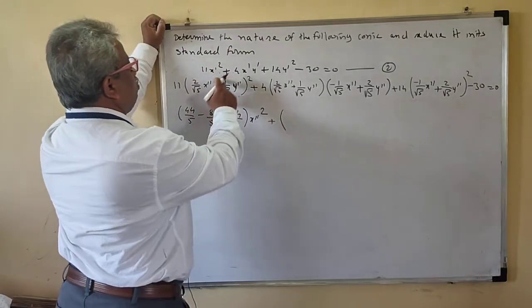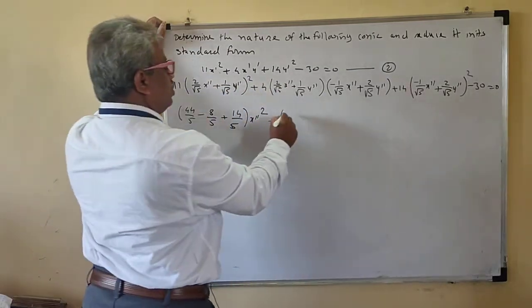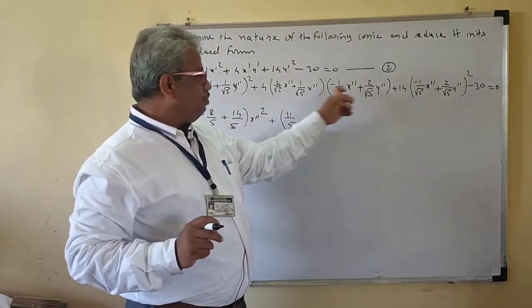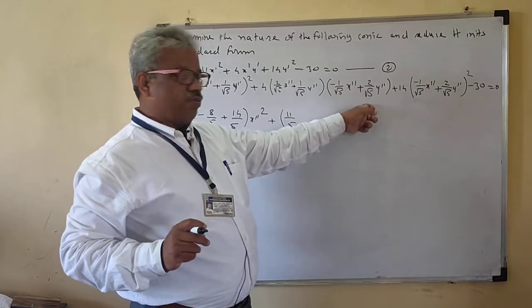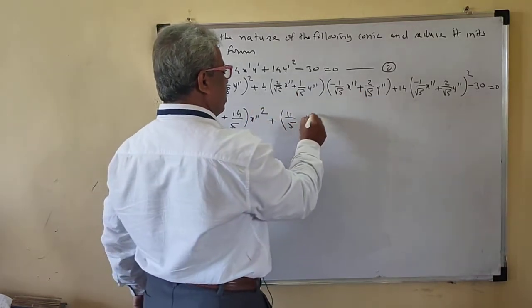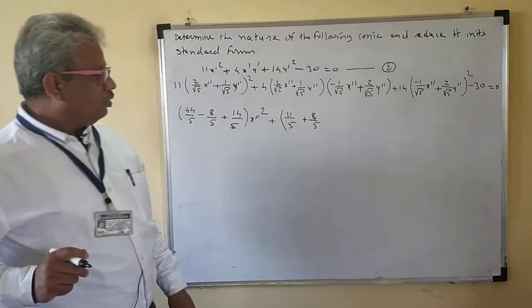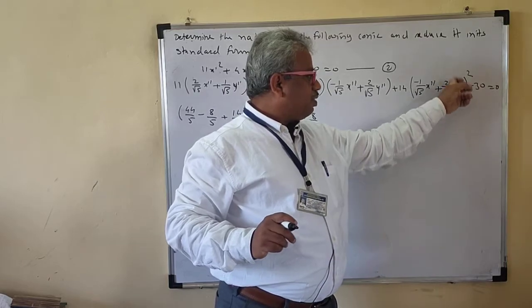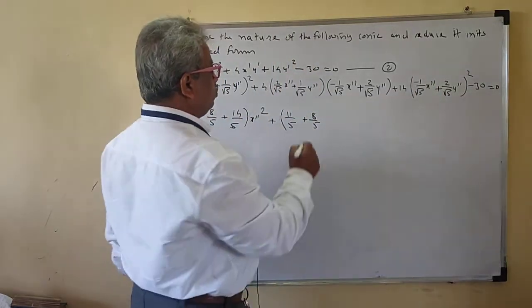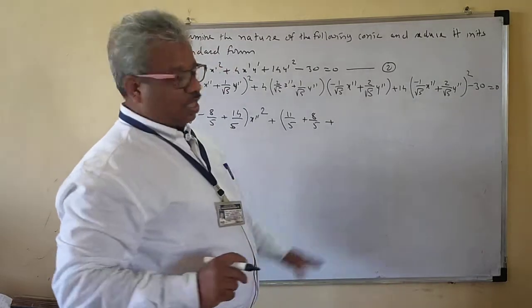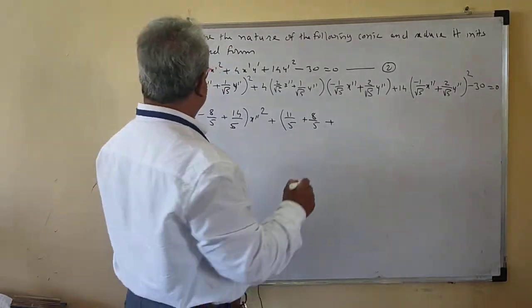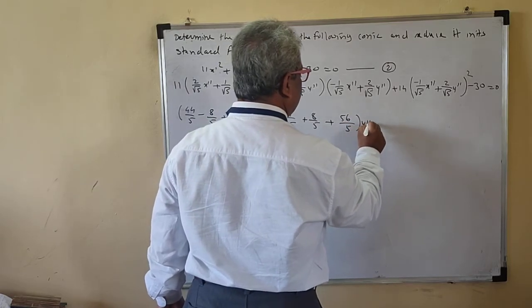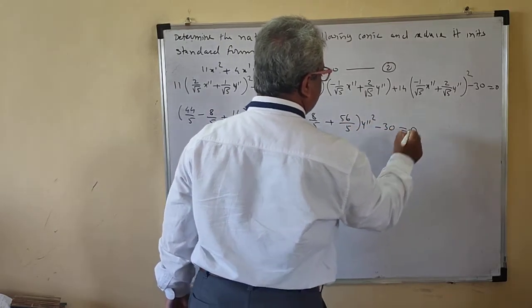So y double prime square will be here now. That is 1 by 5, so this is 11 by 5. Again y double prime square will be this into this. This is 2 by 5 and outside this is 4, so this is 8 by 5. Again y double prime square will be here, that is 4 by 5. So plus 4 by 5 and 14 is there, so 56 by 5 y double prime square minus 30 is equal to 0.